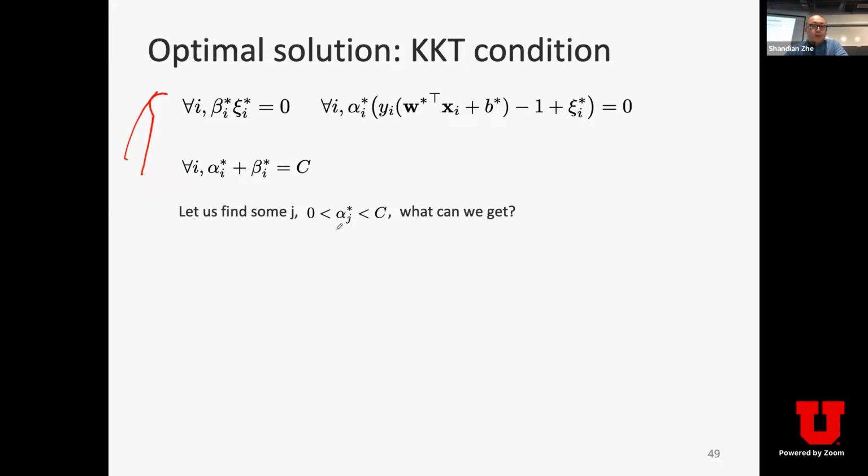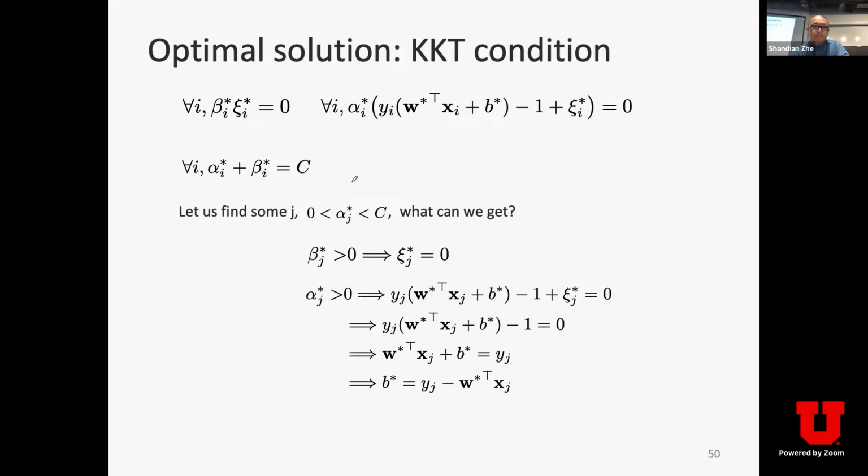So first, because alpha j star is less than C, then we know that beta j star will be strictly positive, right? Because beta j star is C minus alpha j star, right? So beta j star is strictly positive. Then according to this complementary slackness, we know that the optimal slack variable correspondingly is 0, right? Because this product is 0. This guy is positive, so this one must be 0. So we know that xi j star must be 0.